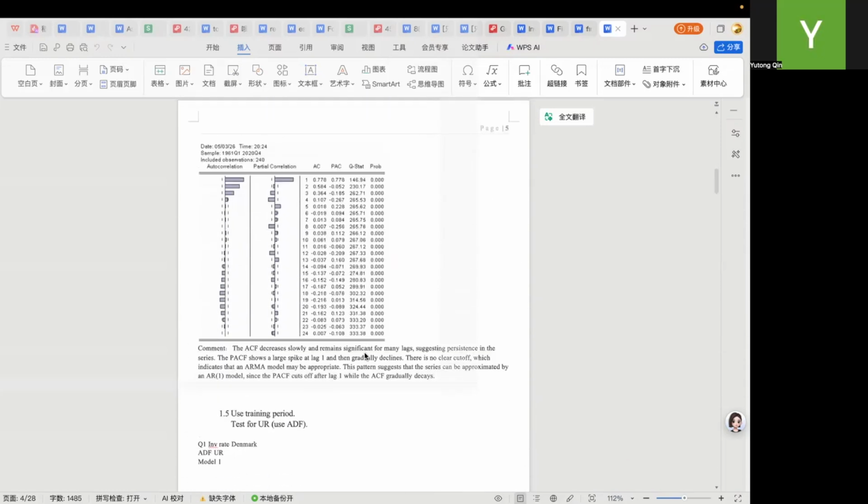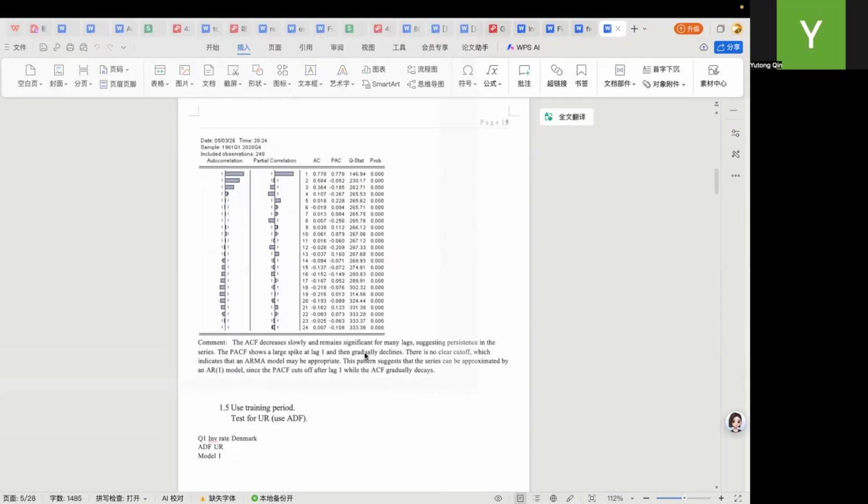After that, we analyze the ACF and the PACF. The ACF decreased gradually and the PACF shows a strong spike at lag 1. This pattern suggests that the series can be approximated by an AR(1) process.